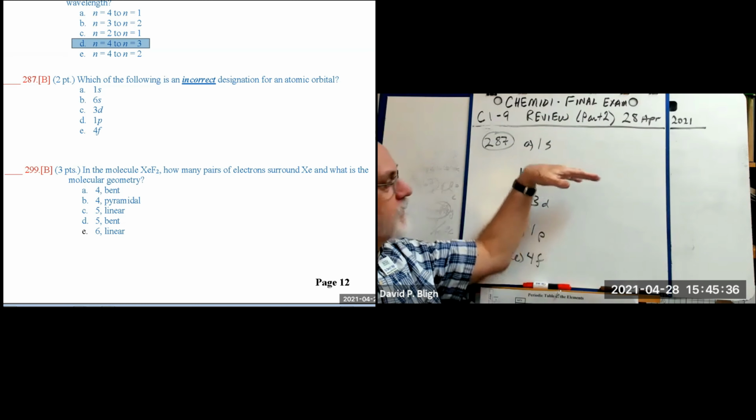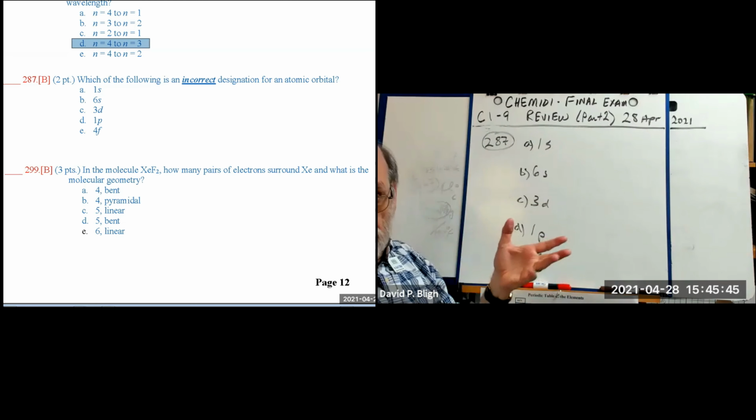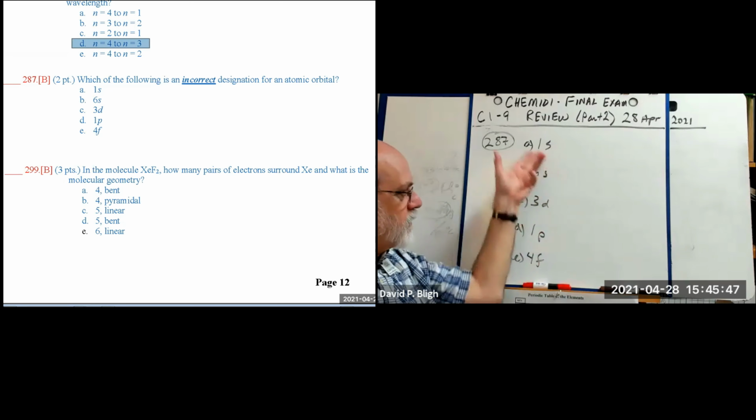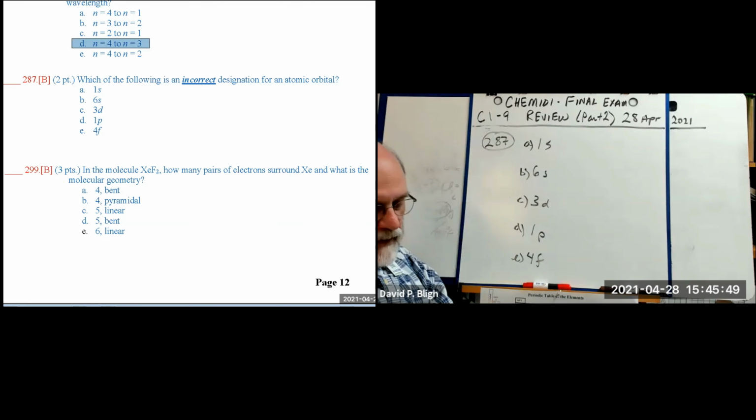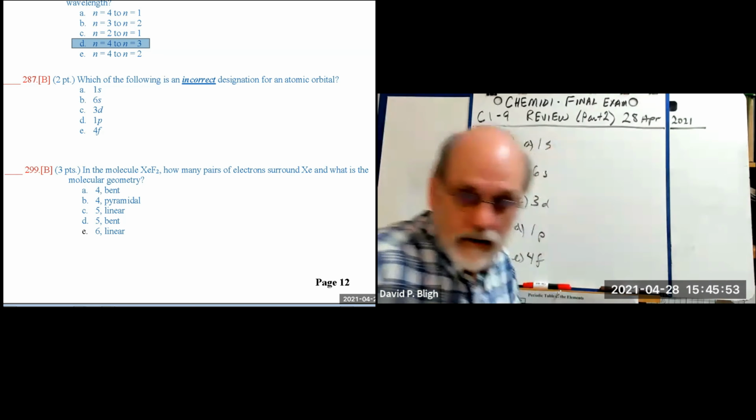No, the other way around. Principal, angular, magnetic, and spin. And just say how many can we have d orbitals there or s orbitals there? But I think the periodic table would be a quicker way. Wouldn't you?